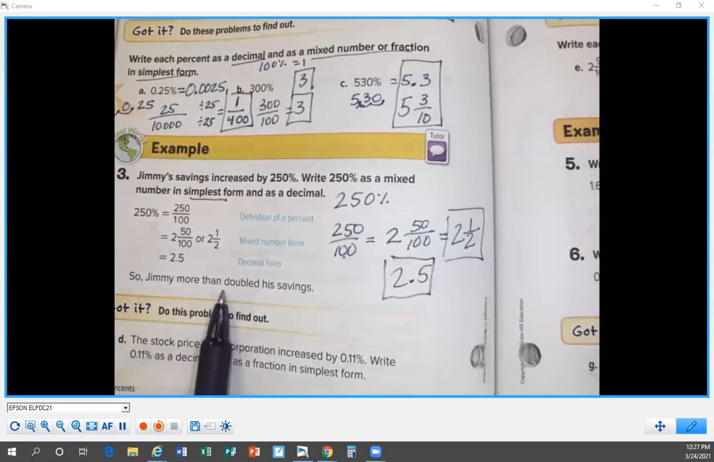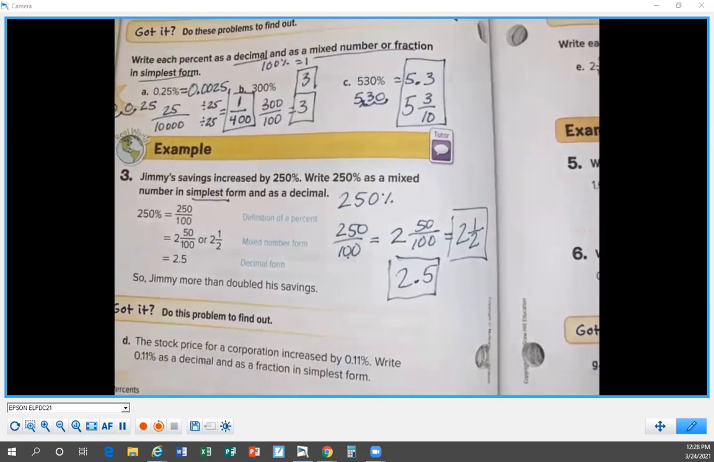So this means he more than doubled his savings. Let's look at example B.